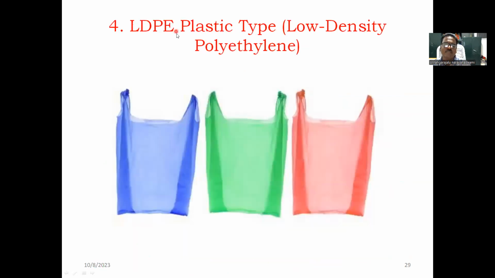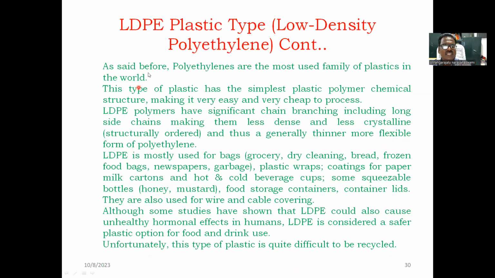So, low density polyethylene plastic type: low density polyethylene bags and other things. As said before, polyethylenes are the most used family of plastics in the world. This type of plastic has the simplest plastic polymer chemical structure, making it very easy and very cheap to process. LDPE polymers have significant chain branching, including long side chains, making them less dense and less crystalline, less structurally ordered, and thus generally thinner and more flexible than other polyethylenes.